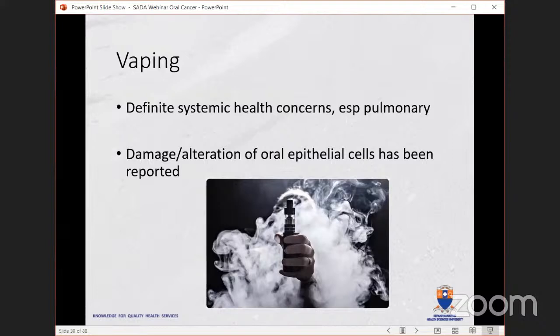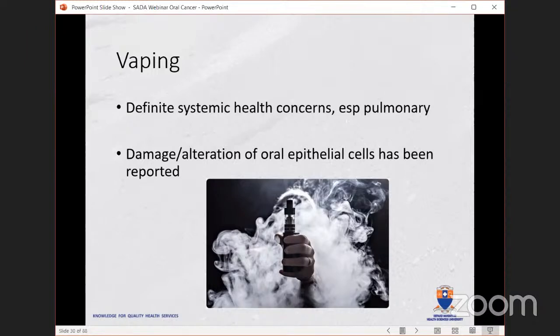Vaping. Well, this is a new trend. Not so new, but new. There was a paper published last year by Ebersole and colleagues, and it was interesting, in which they update the existing chemistry and environmental aspects of e-cigarettes. And they also provided an overview of the somewhat limited data on the potential oral health effects that could occur across the lifetime of daily e-cigarette users.